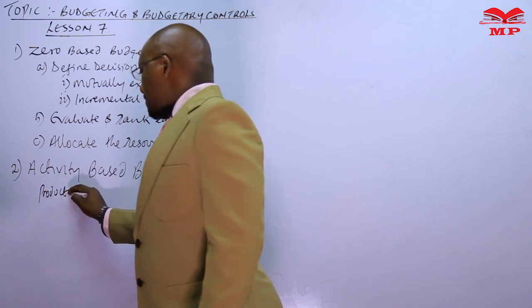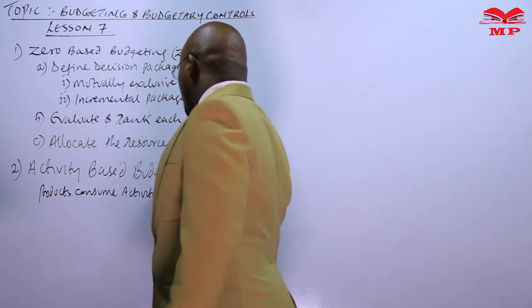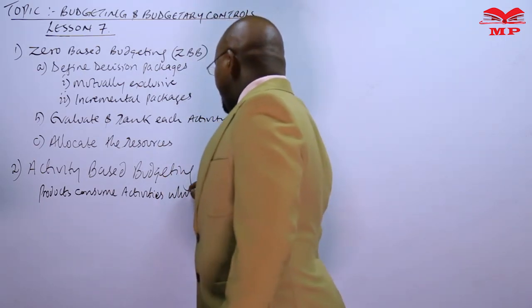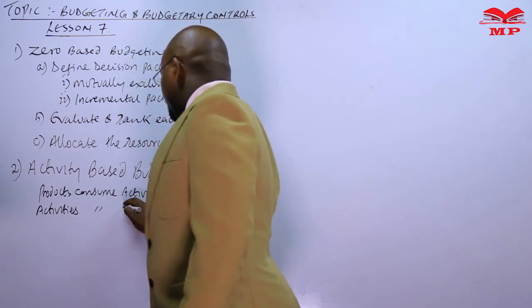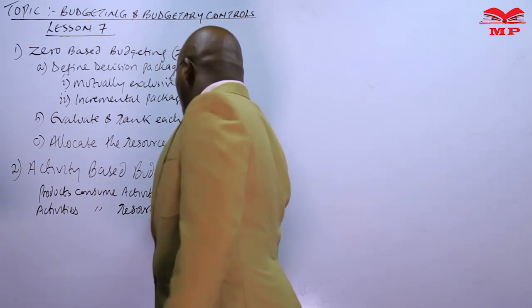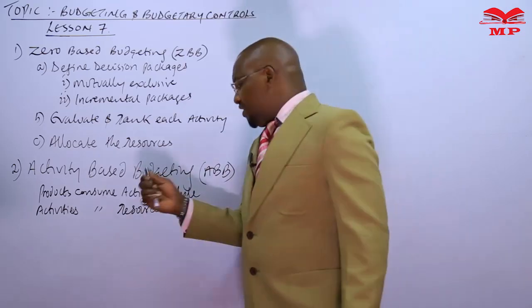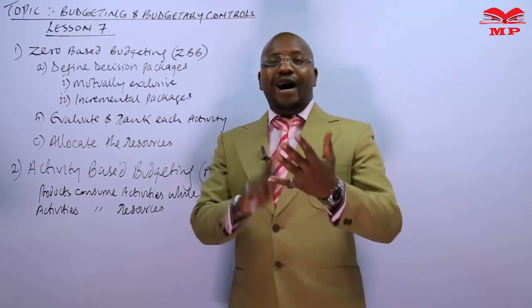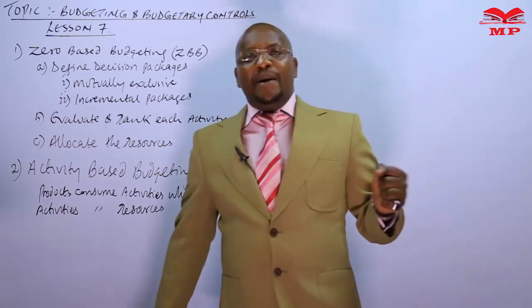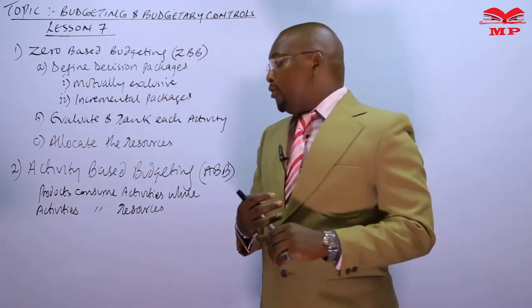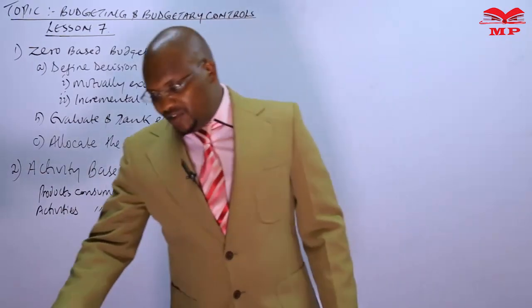products consume activities, while activities consume resources. Products, ABC products, consume activities. An example of activities are the labor hours, the machine hours, the number of setups, production runs, the number of deliveries, number of dispatches. All these are examples of activities. So it is the products which consume these activities, but these activities involve cost.